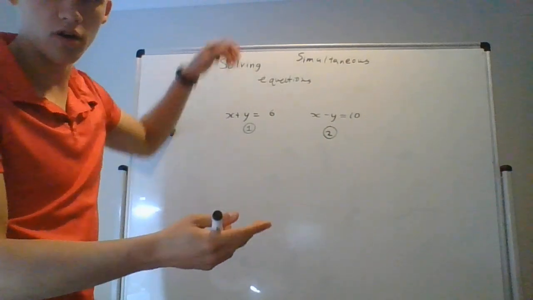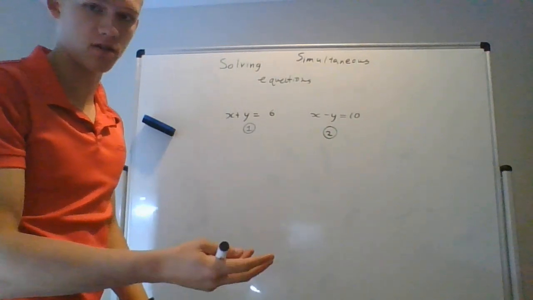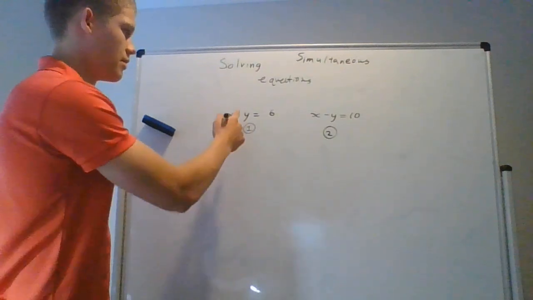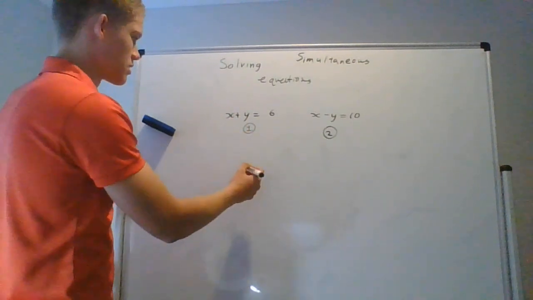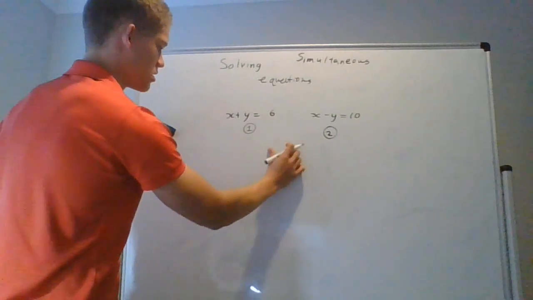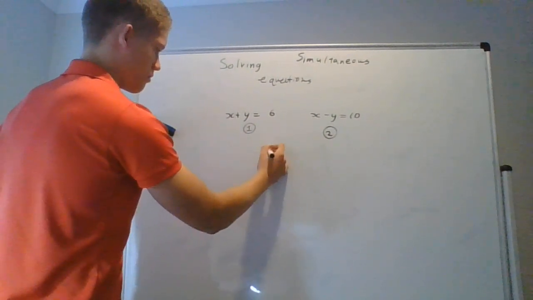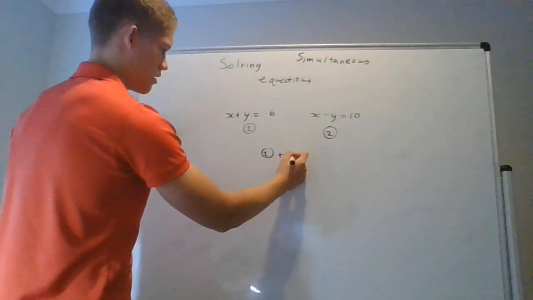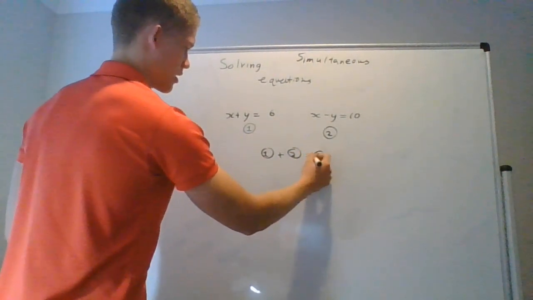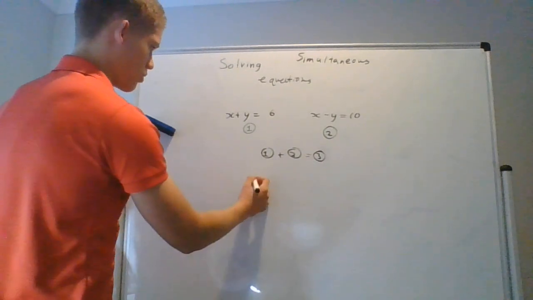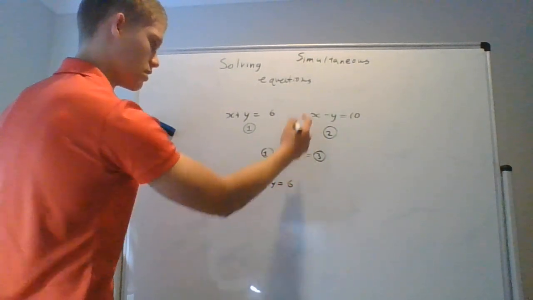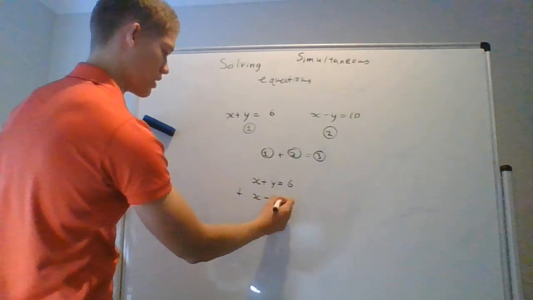So for how many unknowns you have is how many equations you're going to need to solve it. So the elimination method is basically eliminating one of these. So we could say that equation 1 plus equation 2 will give us equation 3. So if we had x plus y equals 6 plus x minus y equals 10.